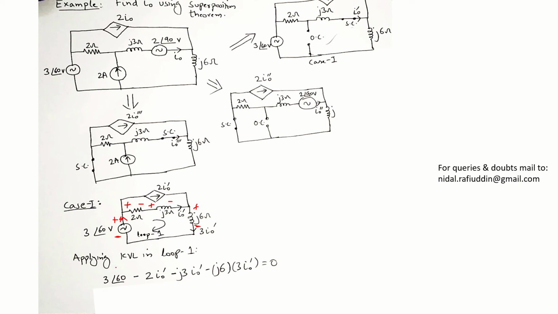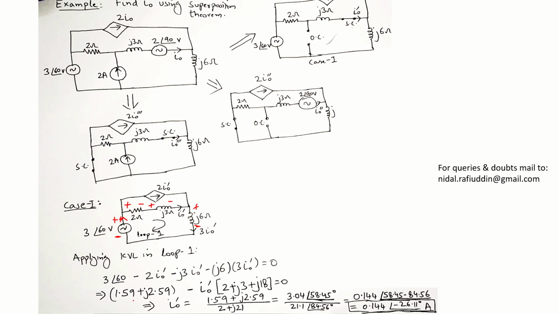So let us simply apply KVL to loop 1. It's very simple. You assume that this is positive, and you assume that the direction of current is clockwise, so this becomes positive, this becomes negative, this positive, negative. So applying KVL gives you this relation. We have the voltage source, then drops: 2 I naught minus j3 I naught dash, then we have the impedance 6 ohms, j6 ohms, so this becomes minus j6 multiplied by the current that flows through it, 3 I naught dash, equal to 0.